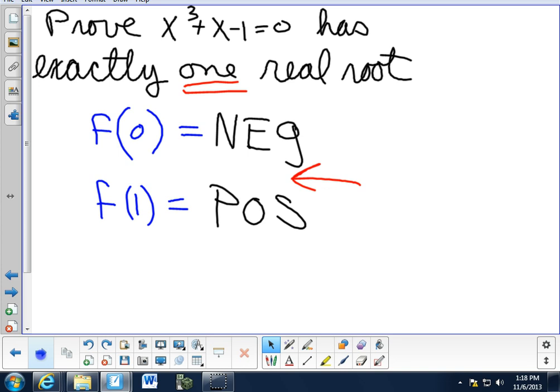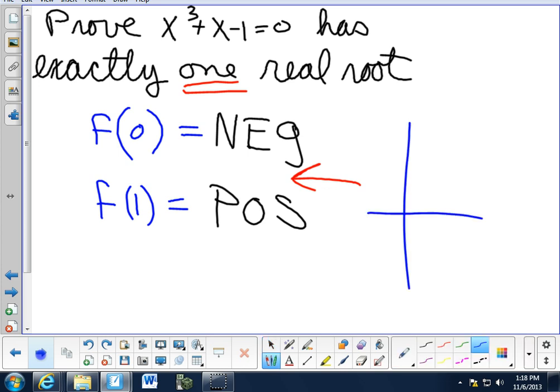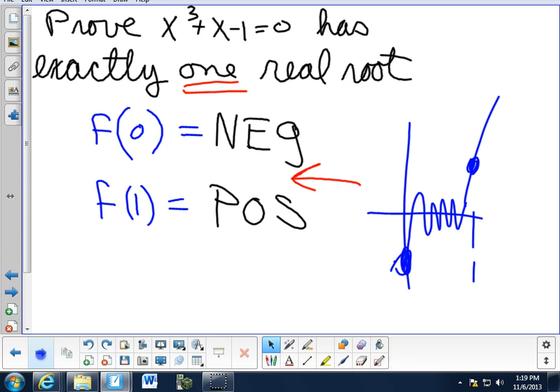Now, what I haven't proved is whether the graph does this between 0 and 1. All I've said is it goes from negative over here at 0 to positive over here at 1. But the question was, prove that there's one root, only one root. Ever. Not just between 0 and 1.